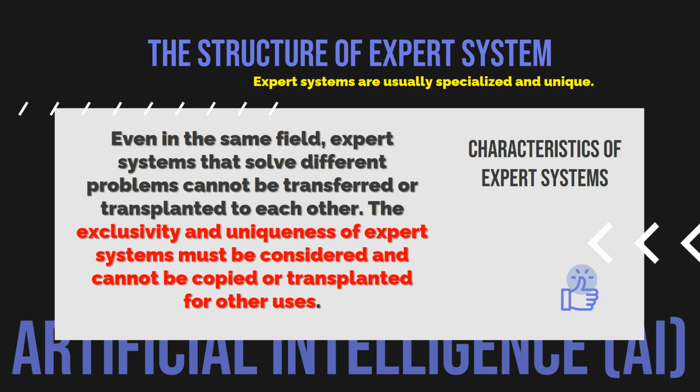Okay, and expert systems are usually specialized and unique. That's the two features of the expert system. Okay, that's called the characteristics of expert system. So even in the same field, expert systems that solve different problems cannot be transferred or transplanted to each other. The exclusivity and uniqueness of expert systems must be considered; they cannot be copied or transplanted for other users.